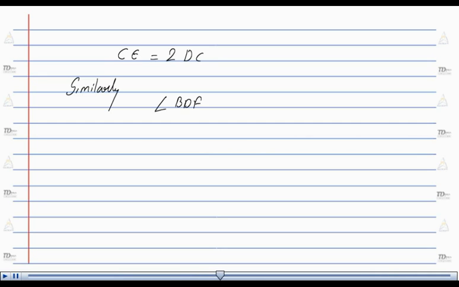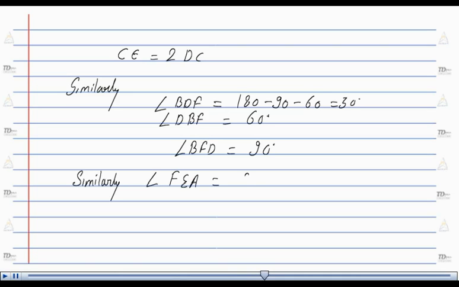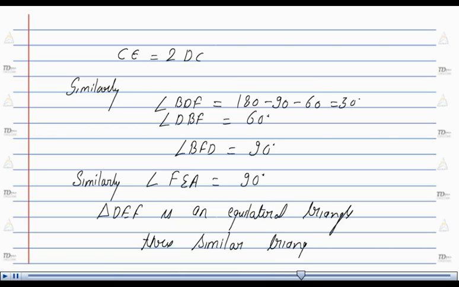Similarly, angle BDF is equals to 180 minus 90 minus 60 is equals to 30 degree. By the same property, angle DBF is equals to 60 degree. Angle BFD is equals to 90 degree. And similarly, angle FEA is equals to 90 degree. Since triangle DEF is an equilateral triangle, so we can say that three triangles which are connected to DEF are congruent, which means that AE is equals to DC.